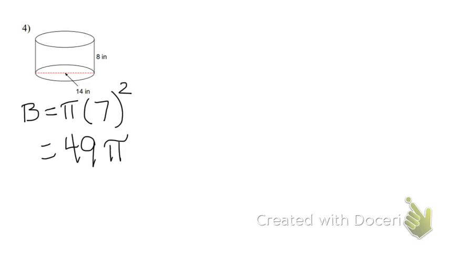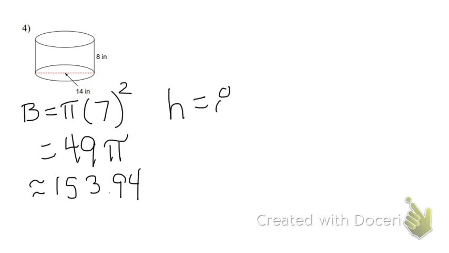But if you look at the directions for this one, it says to round to the nearest hundredth, which means you're going to be replacing pi with 3.14. So I'm going to multiply 49 times 3.14, or 49 times the pi button on my calculator, and I get approximately 153.94 for the area of the base. The height is the length connecting those two circular bases, so the height is 8.